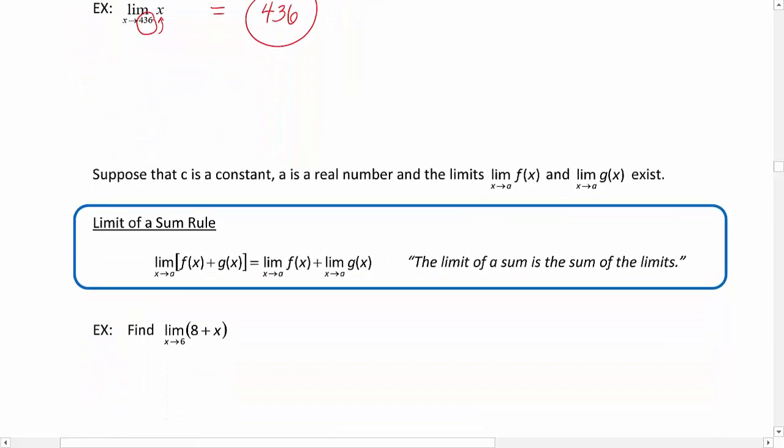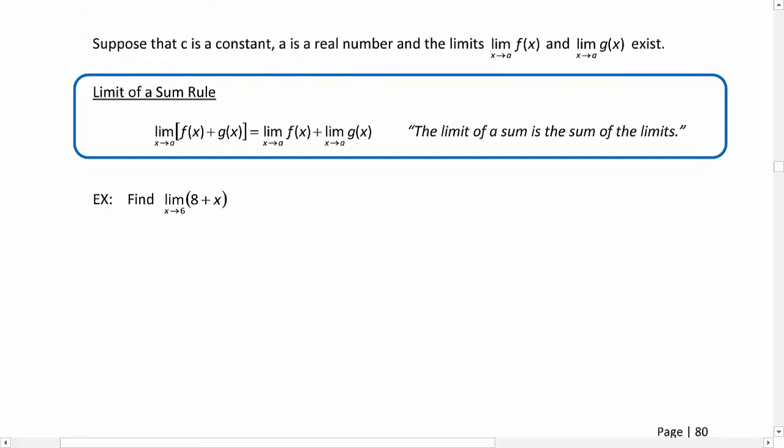Our next couple rules combine multiple functions. So let's suppose that c is a constant, a is a real number, and the limits as x approaches a of f of x and the limit as x approaches a of g of x both exist. Here we have our limit of a sum rule.